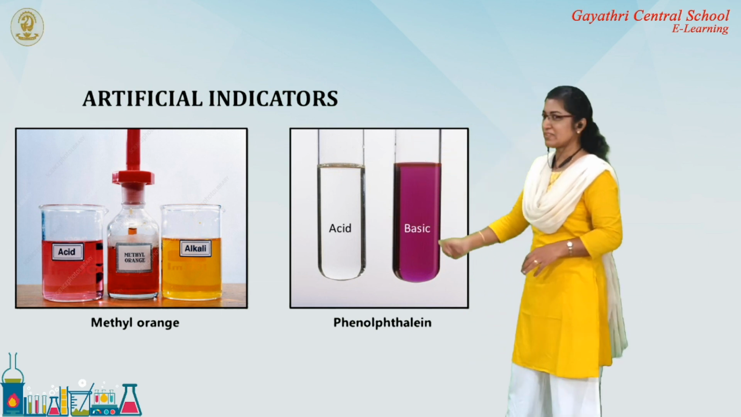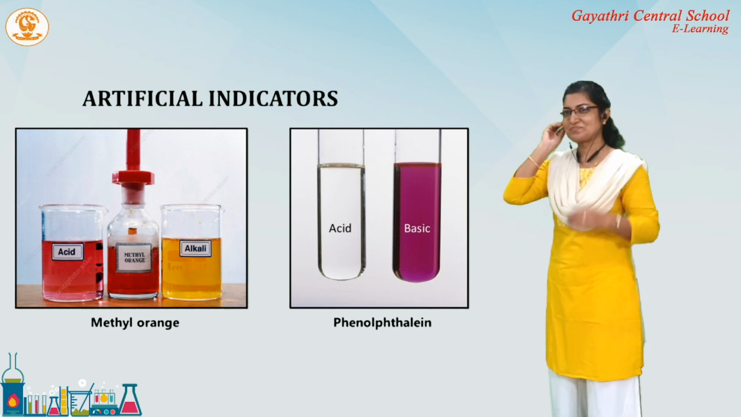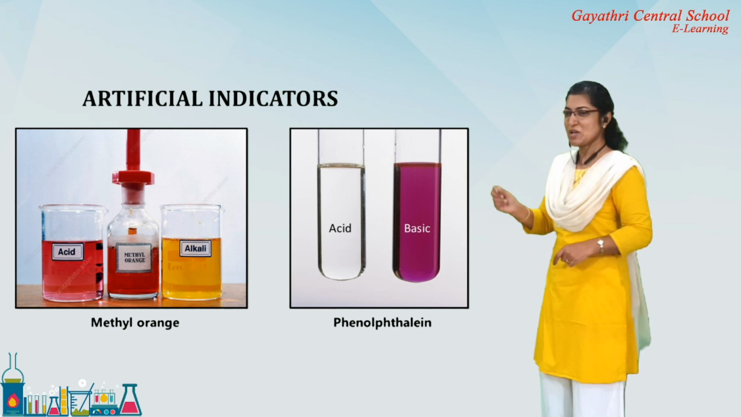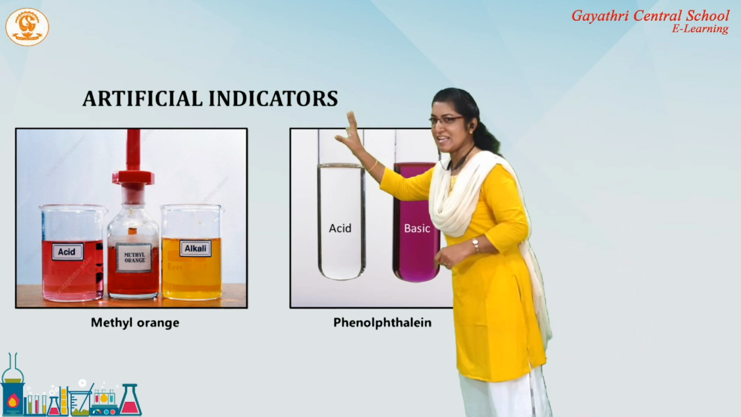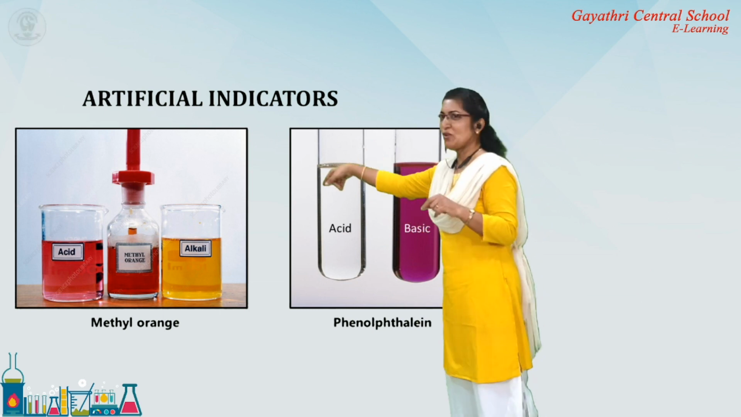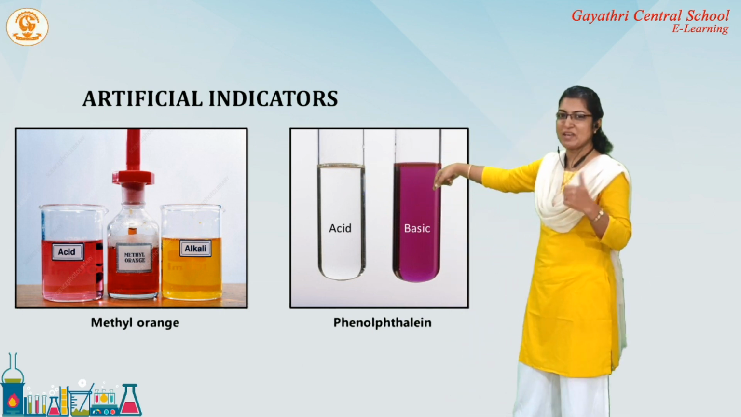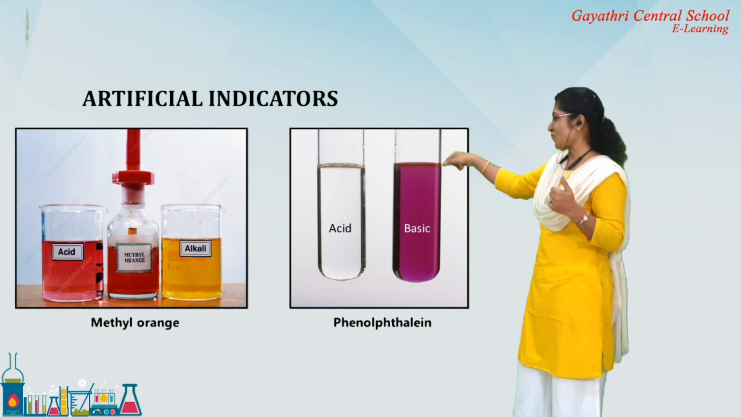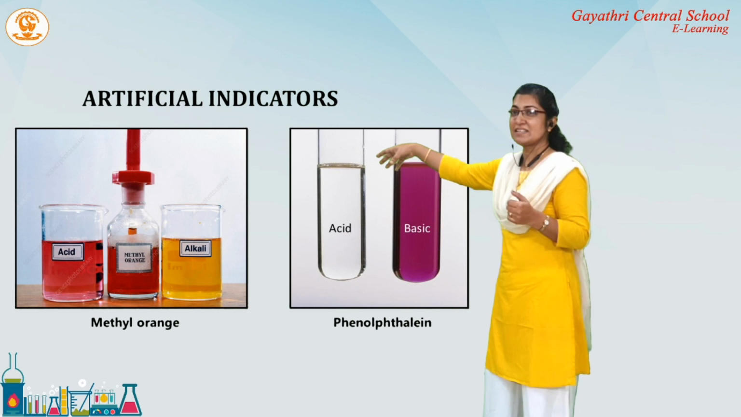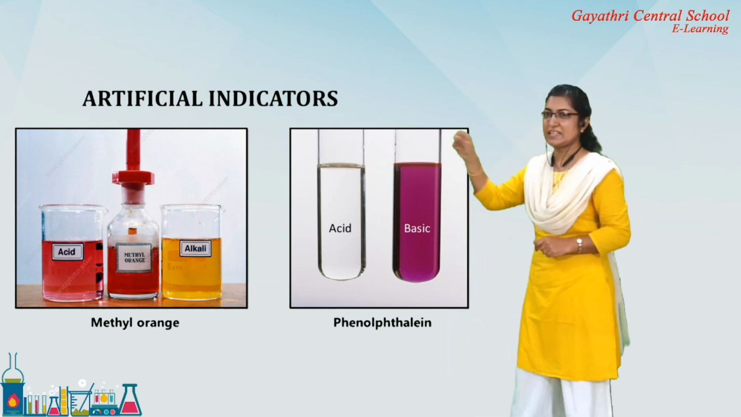Then what about phenolphthalein? What is the color of phenolphthalein? Yes, it is colorless. But when it is put in an acidic solution, what will happen? No color change. You will see no color change in acidic medium. But in basic medium, what is the color change? Pink. Very good. It turns pink in color. Okay, so that is the color change shown in the case of the indicator phenolphthalein.